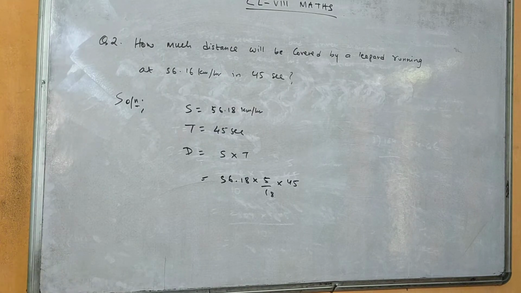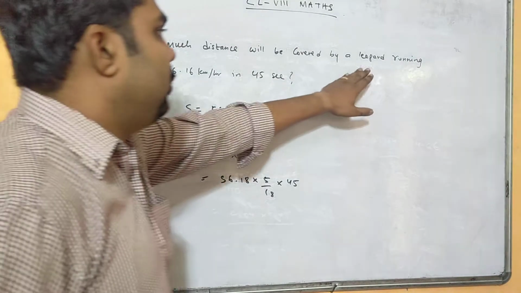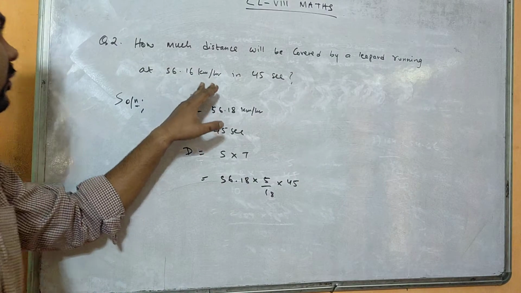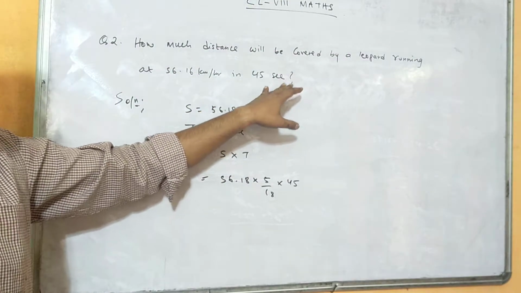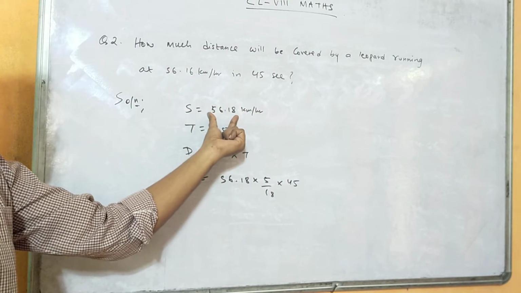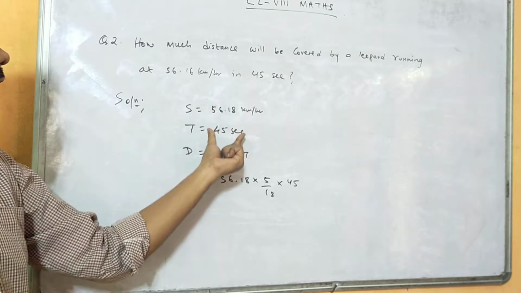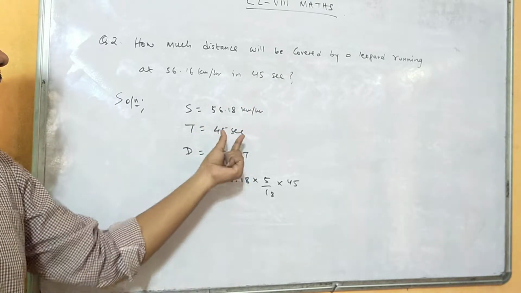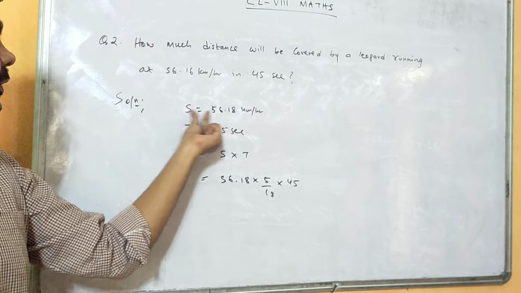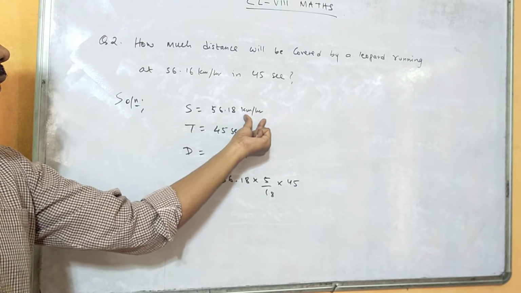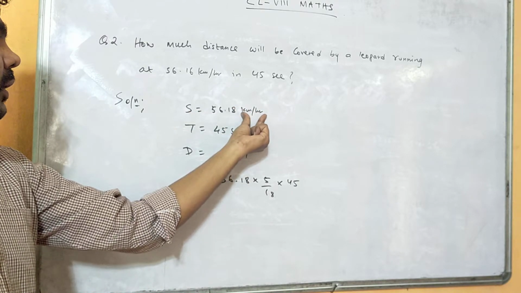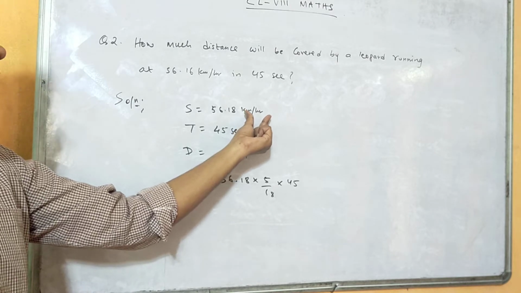So this is our second question. How much distance will be covered by a leopard running at 56.18 km per hour in 45 seconds? So speed is given, 56.18 km per hour, time is given, 45 seconds, right? One thing you know, time is given in seconds, but speed is given in kilometer per hour. So we have to convert this kilometer per hour to meter per second by multiplying by 5 by 18.